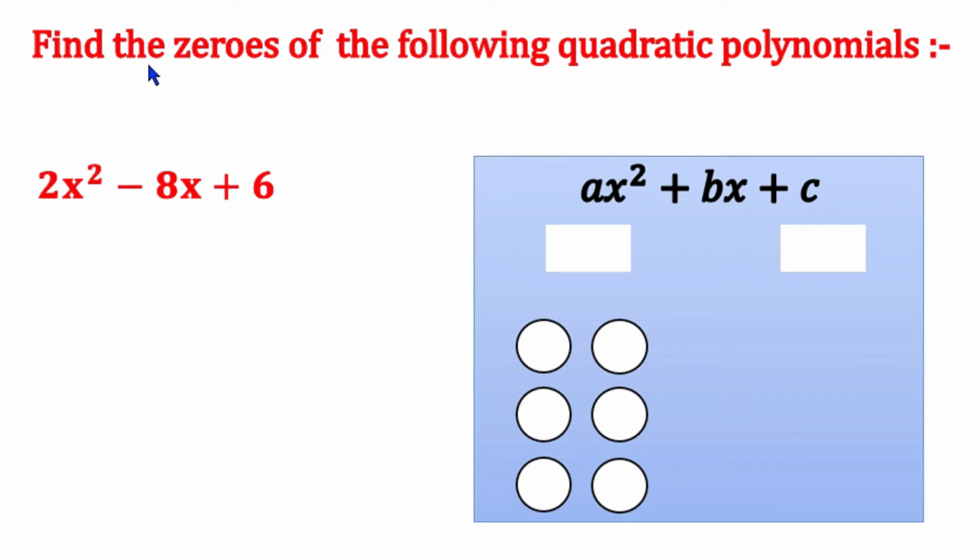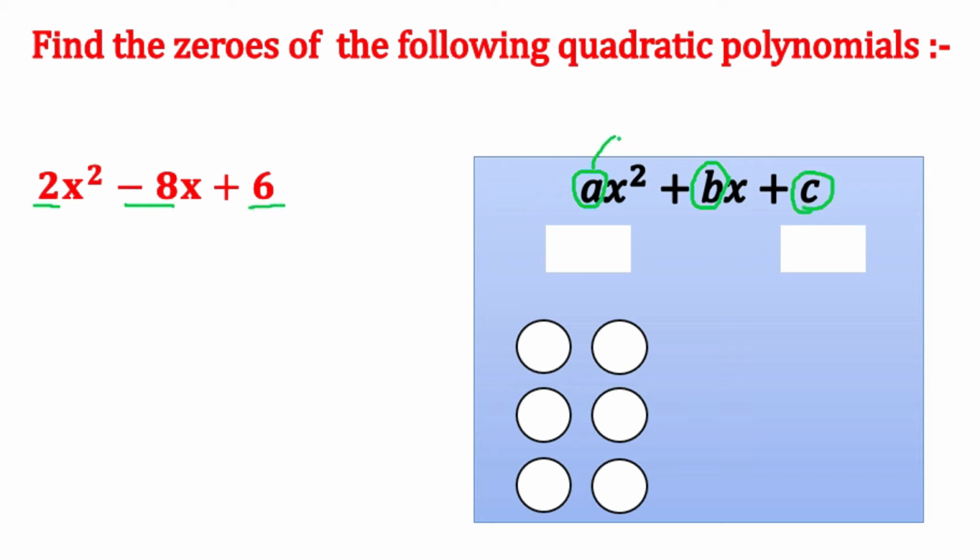Now what do we have to do? We have to find the zeros. We can easily find the zeros if we factorize the polynomial. In the first term, the coefficient of x² is a, in this case 2. In the middle term, the coefficient of x is b, in this case −8. And the last constant is c, in this case 6.